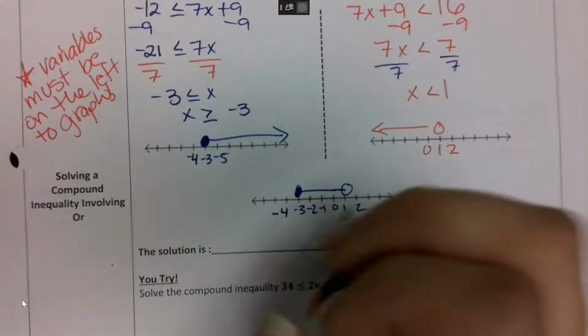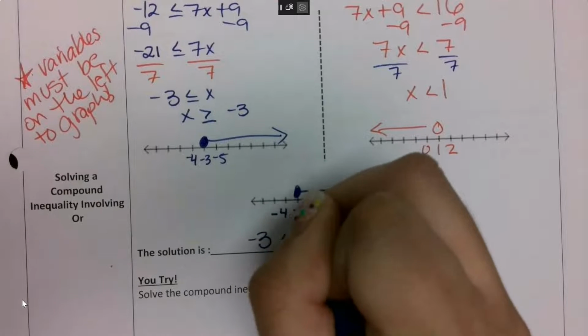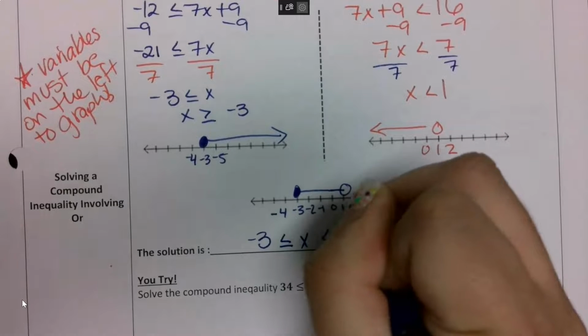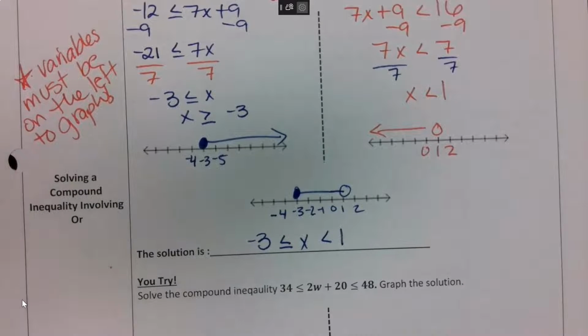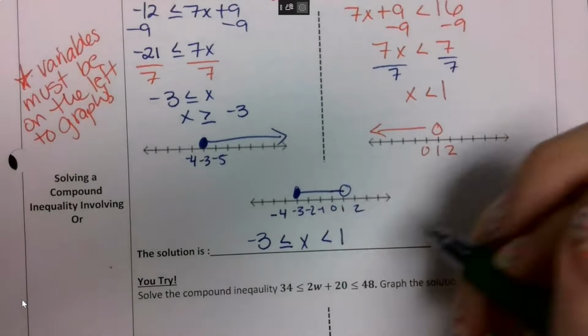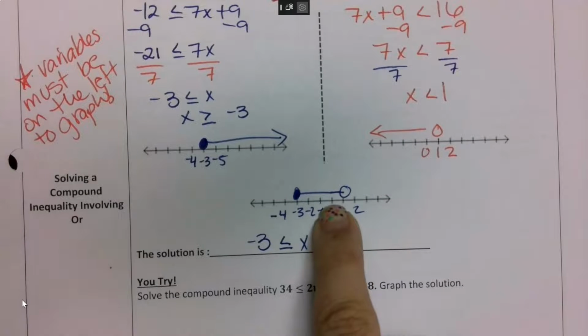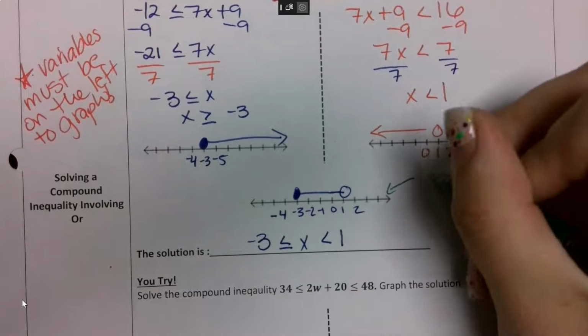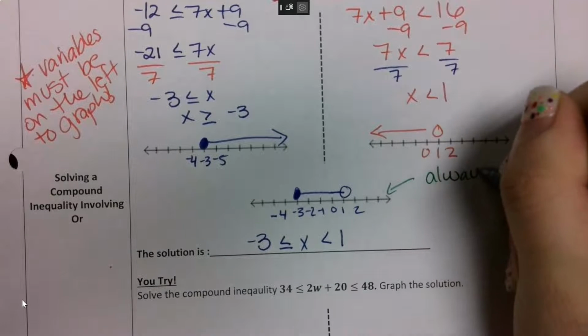So my solution here is negative 3 is less than or equal to x is less than 1. When I have an inequality like this, I always want to use less than or equal to signs.